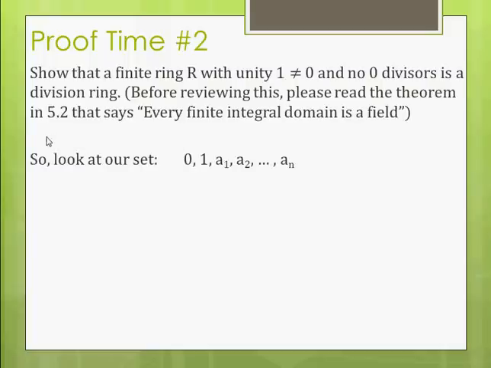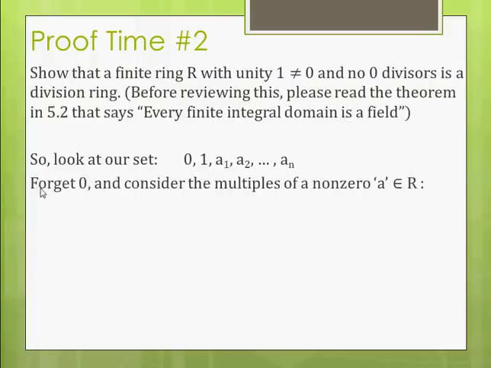So let's look at our set. We have 0, we have 1, and we have some other finite number of elements. Let's forget about 0 for a second, and let's consider the multiples of the non-zero elements, the multiples of a. So in other words, we're going to multiply each element by a.